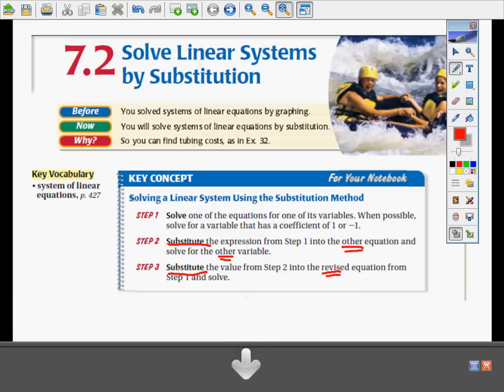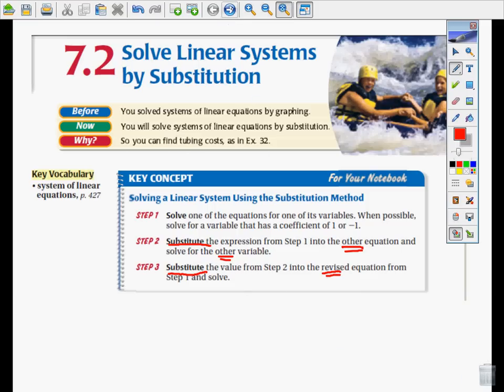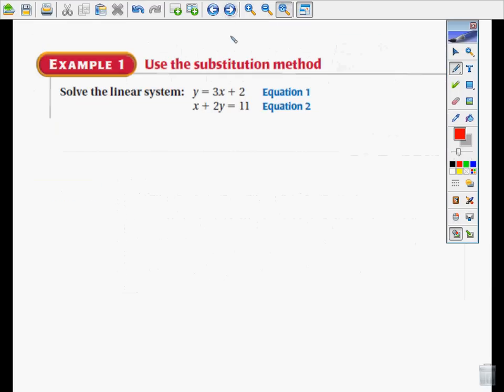So here we go. It would probably be helpful if you have some paper so that you can write this down. So first we're going to solve the linear system y equals 3x plus 2 and x plus 2y equals 11. Remember, we could graph these. However, if we graph this bottom one, we're going to have to put it in slope-intercept form, and it looks like my y-intercept is going to be a fraction, which is not terrible, but I'd rather not have to deal with that. So step 1 said let's look and see if we can get a variable basically that's isolated.